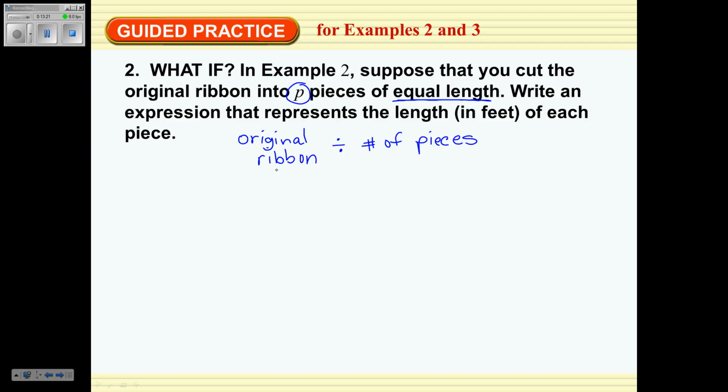Okay, so pause the video, and obviously you can write this if you need to pause the video. And you should come up with original ribbon L. I think you should have an 8 here. Okay, sorry about that. Cut the original ribbon, which we know was 8 feet. So it would be 8 divided by P, however many pieces you're going to cut that into. That would give you the length of each piece. Okay? So make sure this is 8 divided by P. The original ribbon was 8 feet. Number of pieces, P. Okay?